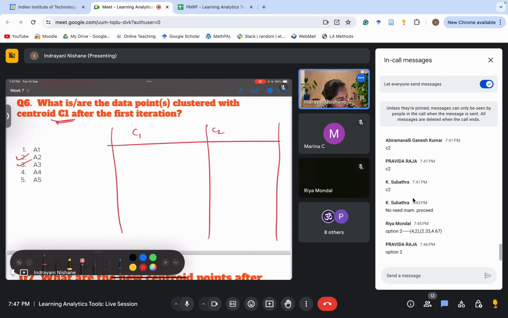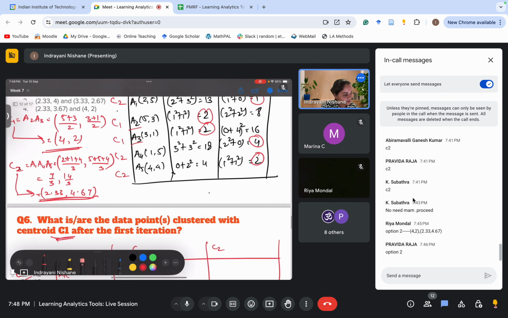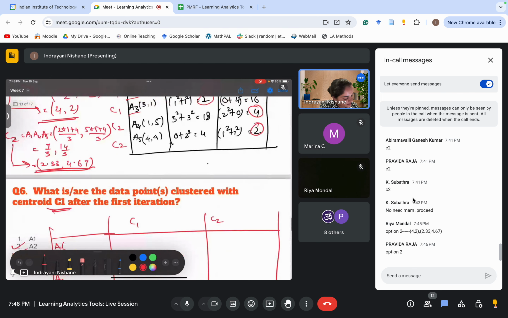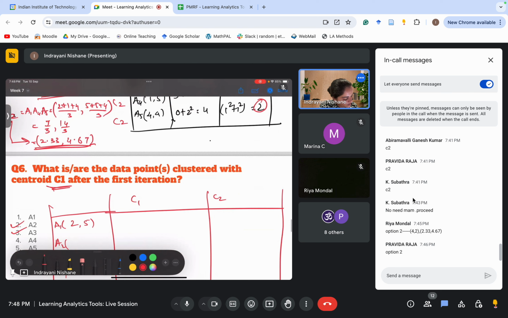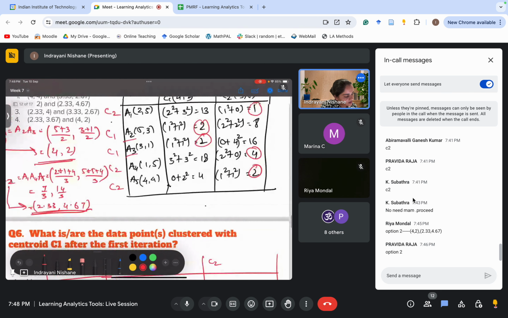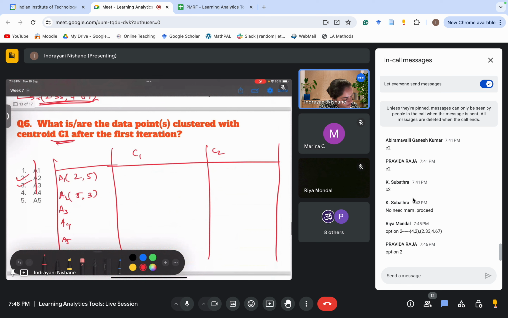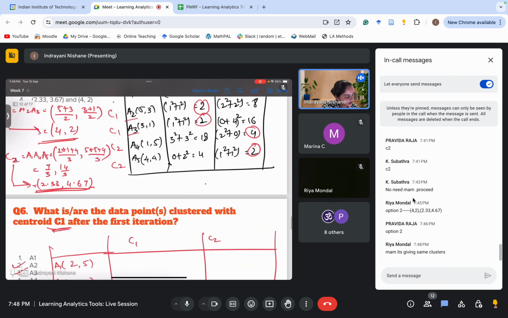C2, and we will do A1, A2, A3, A4 and A5. So now A1 is 2 comma 5, 5 comma 3, 3 comma 1, 1 comma 5, 3 comma 1, 1 comma 5 and 4 comma 4. That's right. And now new centroids.